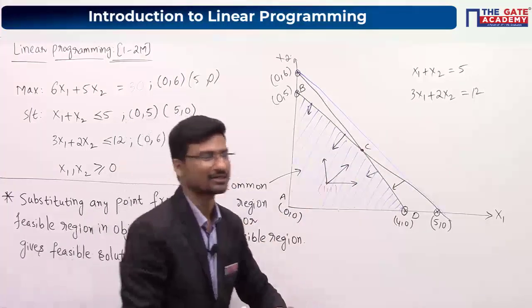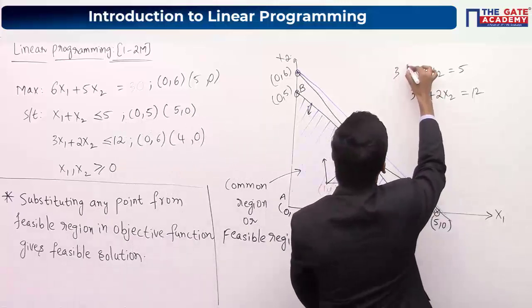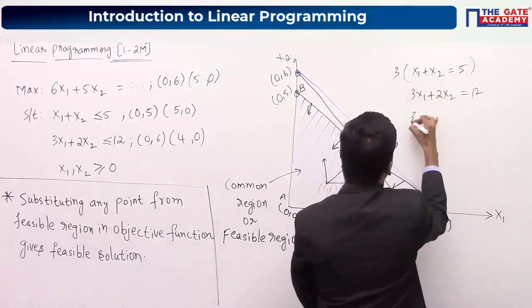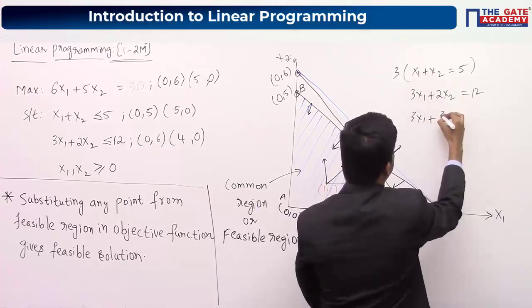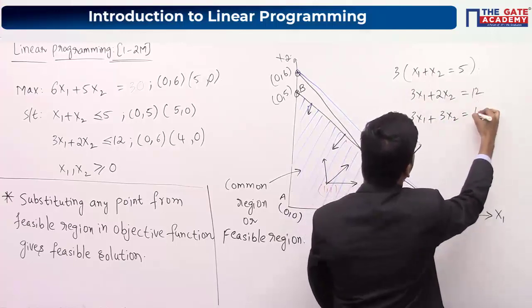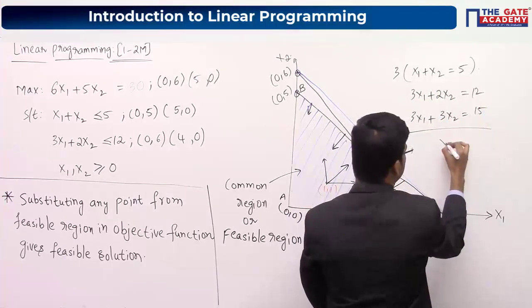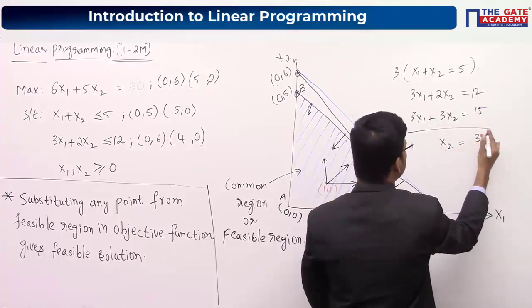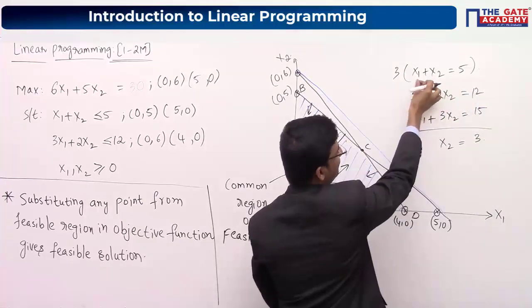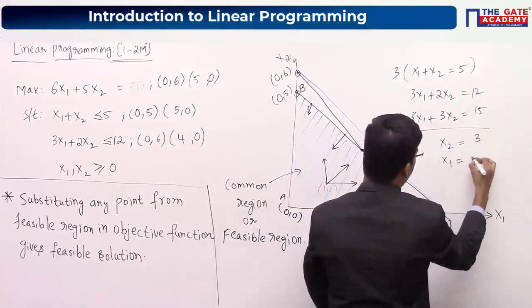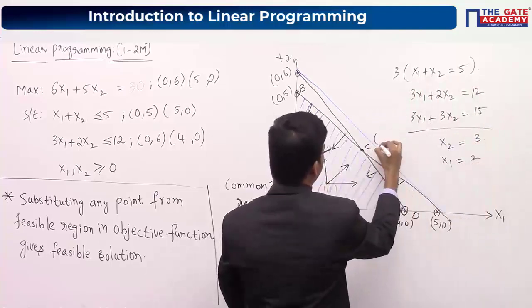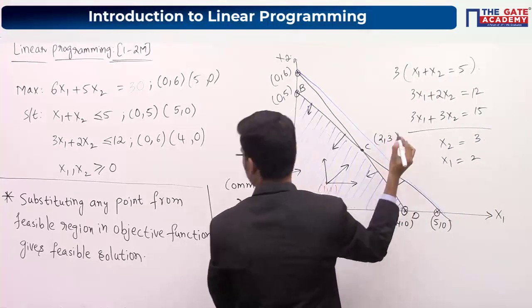Don't use your calculators. Just multiply this equation with 3 on both sides. What will happen? 3x1 plus 3x2 is equal to 15. So what will happen here? x2 will be 3. So if x2 is 3, x1 will be 2. So this point C will be 2, 3.